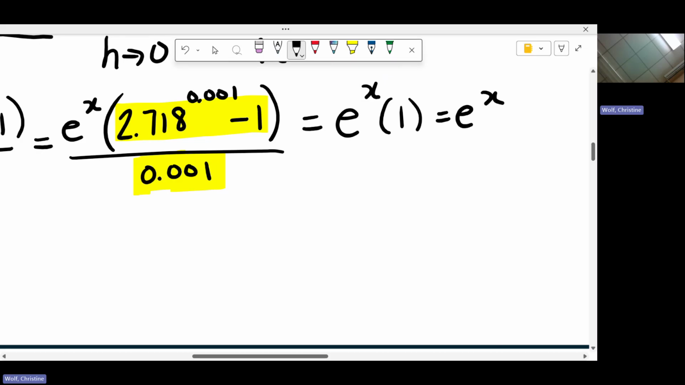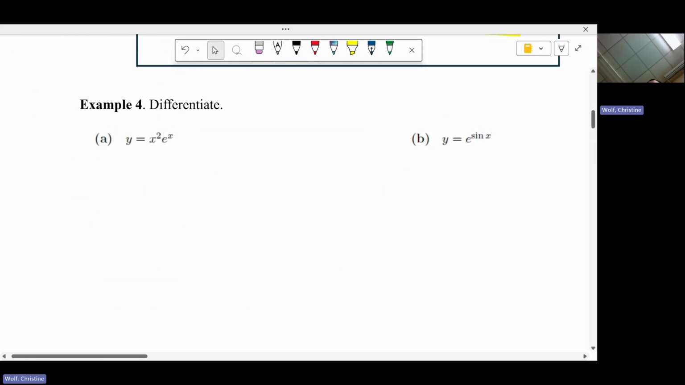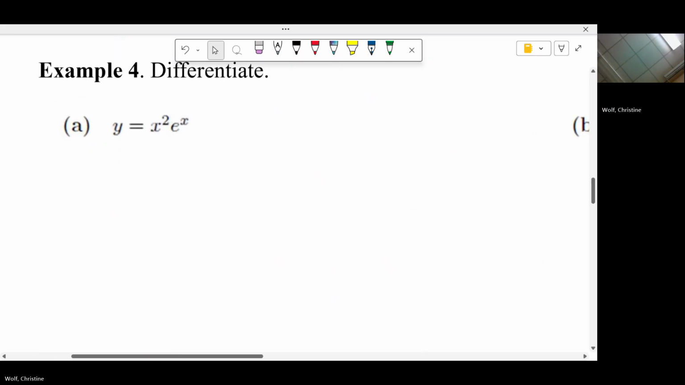Remember the process. Now that we have done our first proof, we are going to use those two laws above, and we are going to start finding the derivatives.